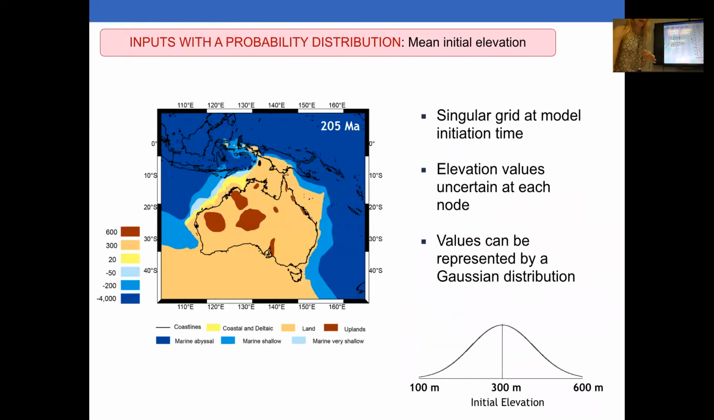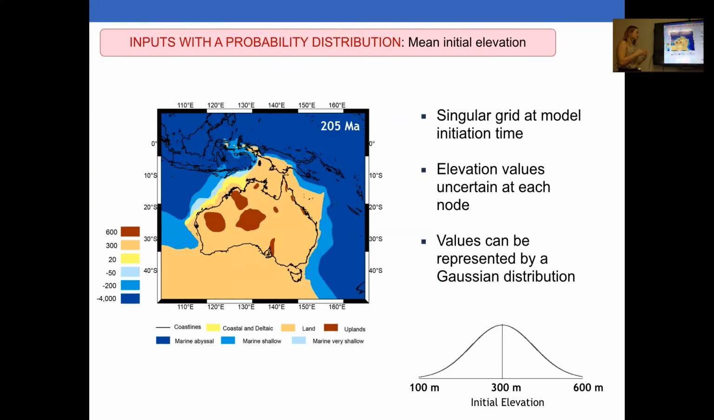So we then have the inputs that could be said to have a probability distribution. So the first is the mean initial elevation, which is essentially the elevation of the continent at the start time of the model, which in our case was 205 million years ago. So this is just a singular grid at the model initiation time. An example of this is this figure here, whereby we have most of the Australian continent in this creamy colour. It has a value of 300 metres, and we have other uplands which are 600 metres, and then marine environments which are progressively lowering in elevation.